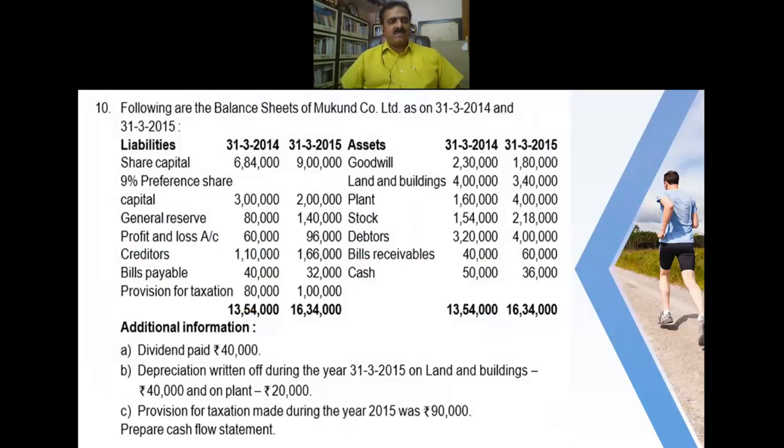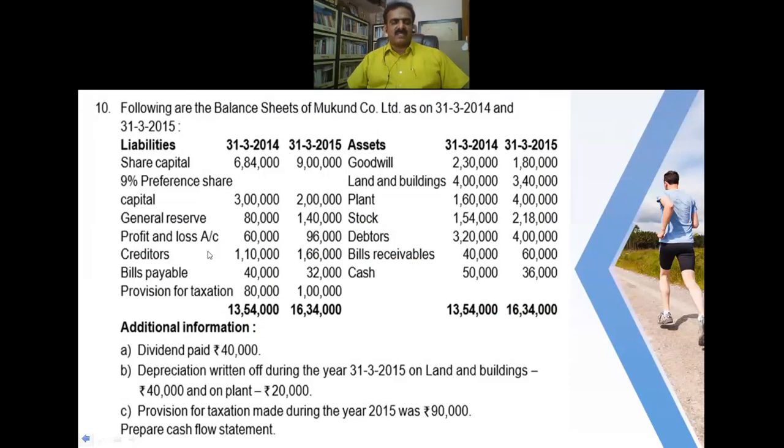There are three adjustments. The first is the dividend paid to the tune of 40,000 rupees, and depreciation written off during the year is 40,000 rupees as far as the land and buildings, and 20,000 rupees for plant. Finally, the provision for tax made during the year was 90,000 rupees.